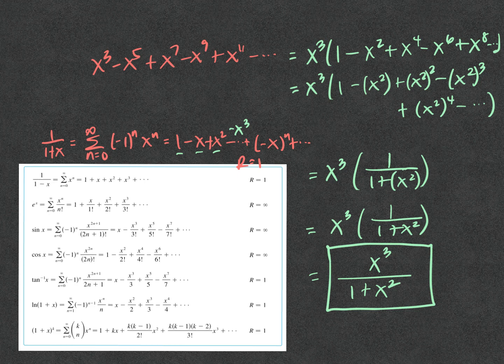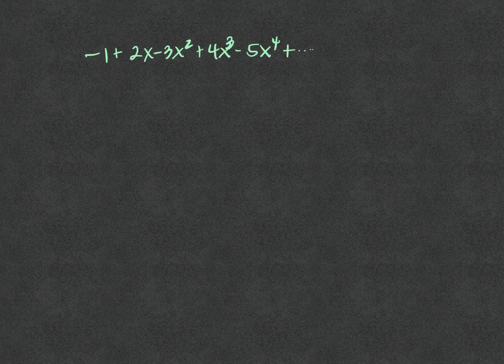We're going to do one more because you really need to see one with a derivative in it. So here we go. All right, so this problem says negative 1 plus 2x minus 3x squared plus 4x to the third minus 5x to the fourth plus dot, dot, dot. So it starts off looking very much like the one we wrote in on the last one.